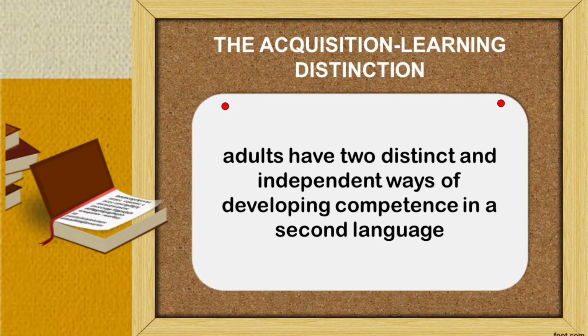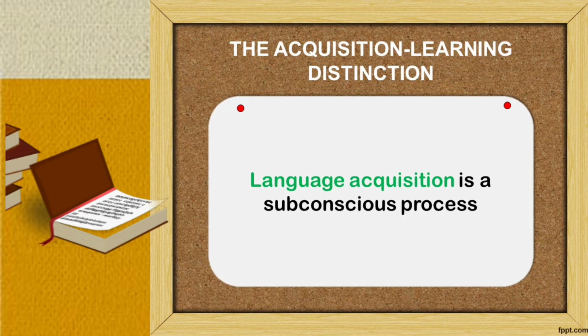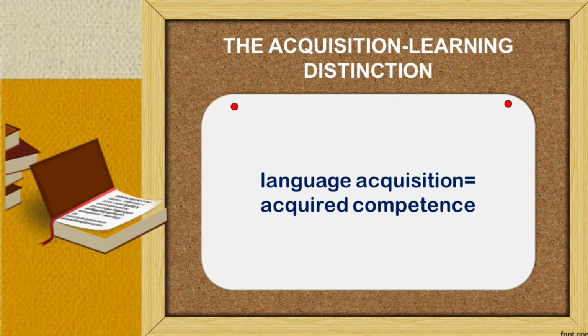Language acquisition is a subconscious process, the way a child learns language. In non-technical language, acquisition is picking up a language. That is something that a child or a person does not deliberately do. The result of language acquisition, which is acquired competence, is also subconscious.